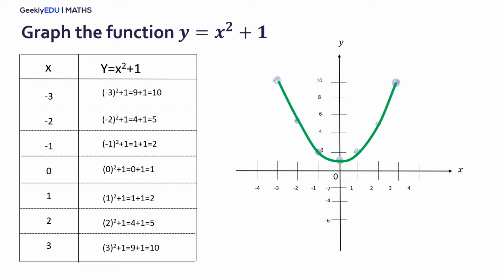The graph of a quadratic function is a curve called a parabola. All parabolas are symmetric with respect to a line called the axis of symmetry. In this case, our axis of symmetry is the y axis. And a parabola intersects its axis of symmetry at a point called the vertex of the parabola. In this case, this vertex is equal to 1.